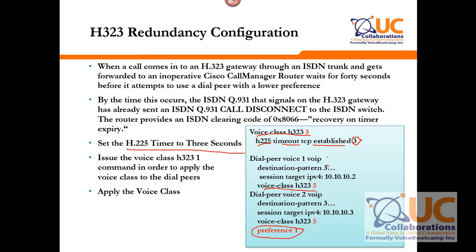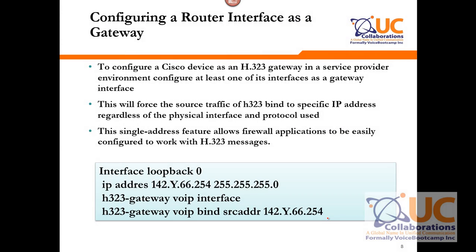So if the first one, 10.10.10.2, does not establish a connection within 3 seconds, it's going to move to the second one. So it gives you a smooth and faster failover. Now, to configure a Cisco device as an H.323 gateway in a service provider environment, you must configure at least one interface to support H.323. This will force the source traffic of H.323 to a specific IP address, either from a physical interface or the loopback interface.